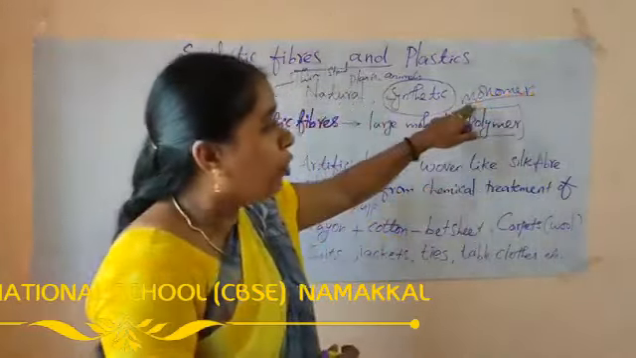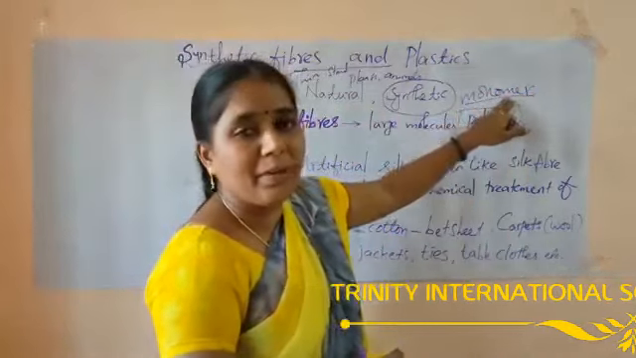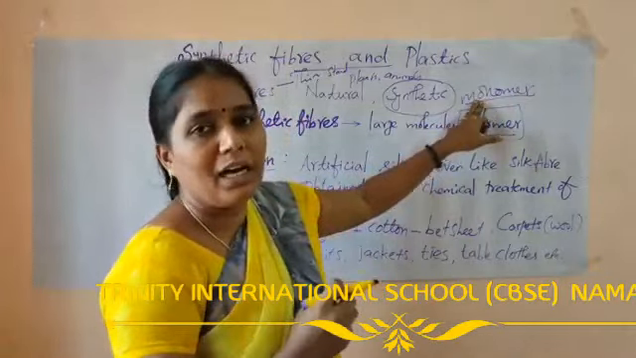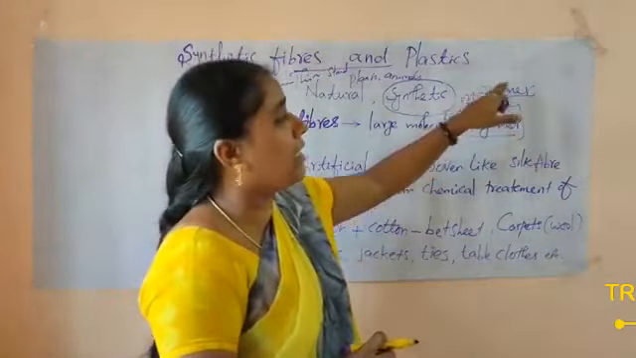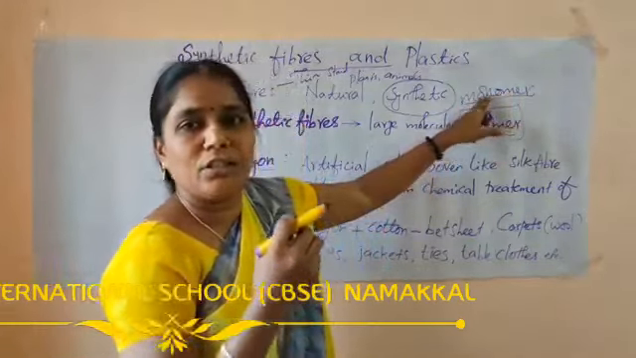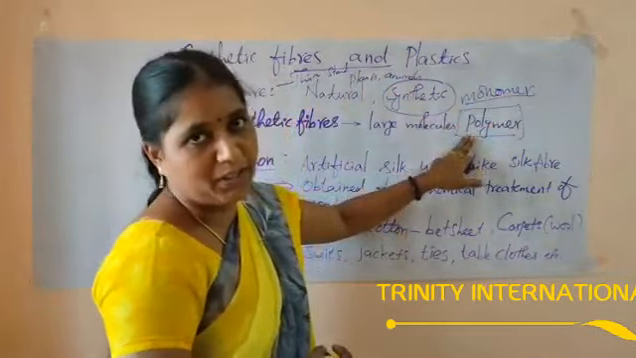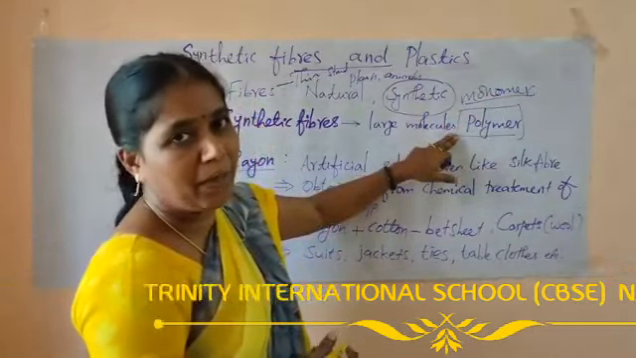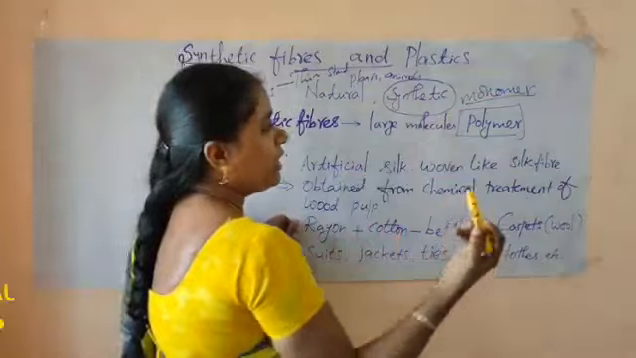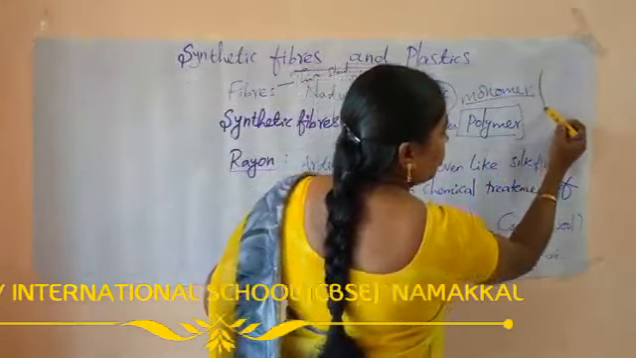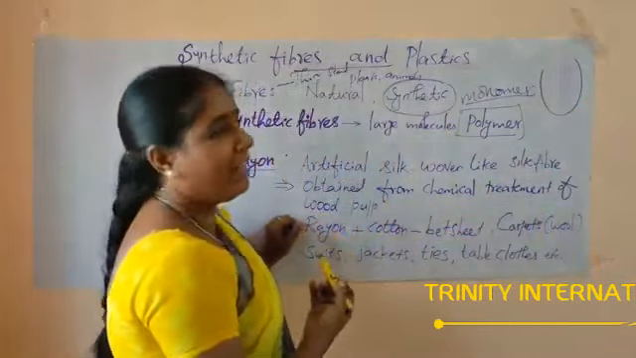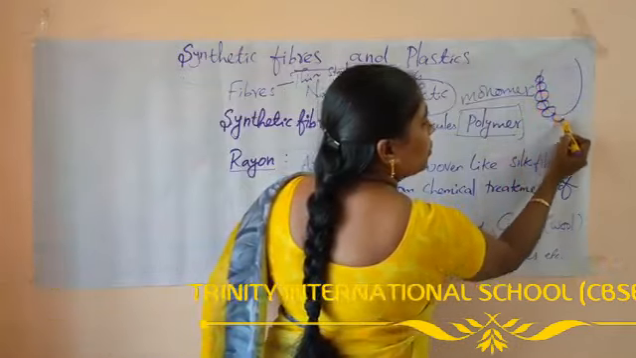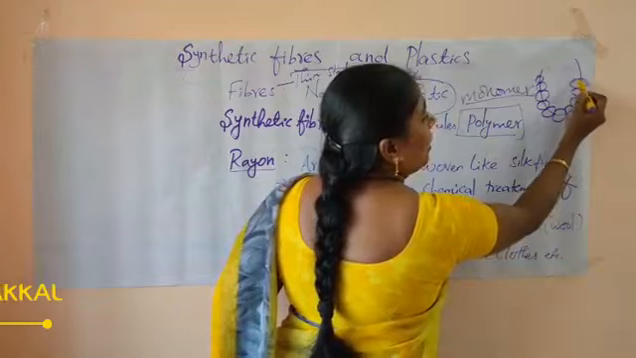Do you know what mono means? It means single. Mer means unit. So a monomer is made up of a single unit or single part. These single units combine together to make a large unit called a polymer. I'll give one example. Suppose you want to make one necklace. How will you make it? Small beads are combined to form a necklace, isn't it?